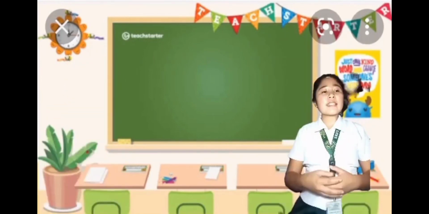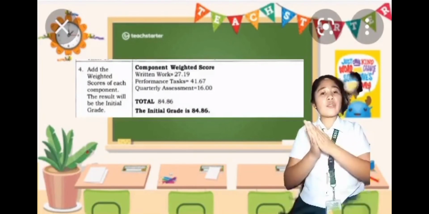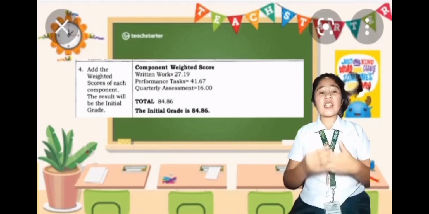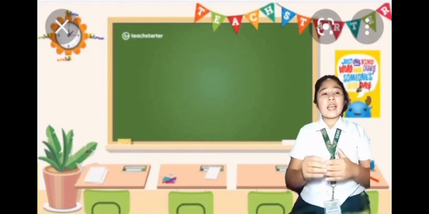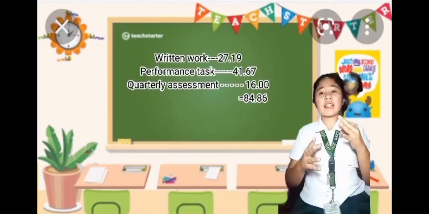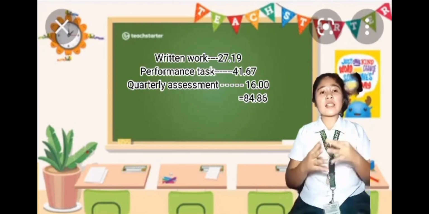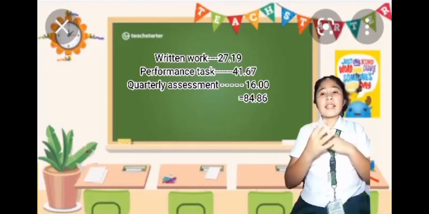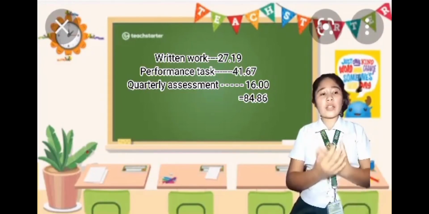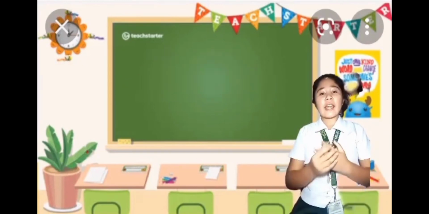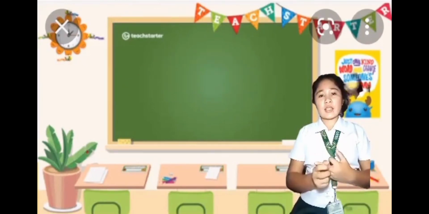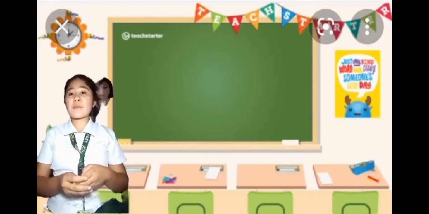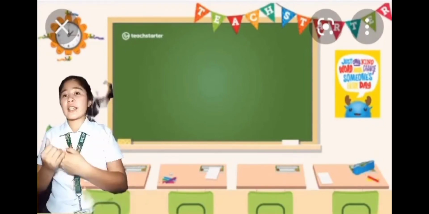The next step is to add the weighted score of each component, and the result will be the initial grade of the learner. In this step, let's add the 3 weighted scores of each component. So, the sum of the 3 components is 84.86. So, the initial grade of the learner in English subject is 84.86.